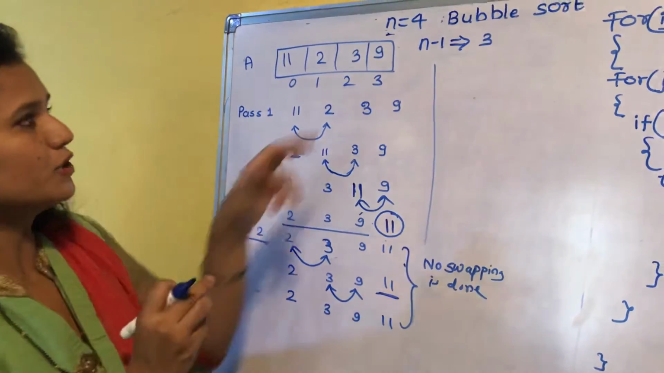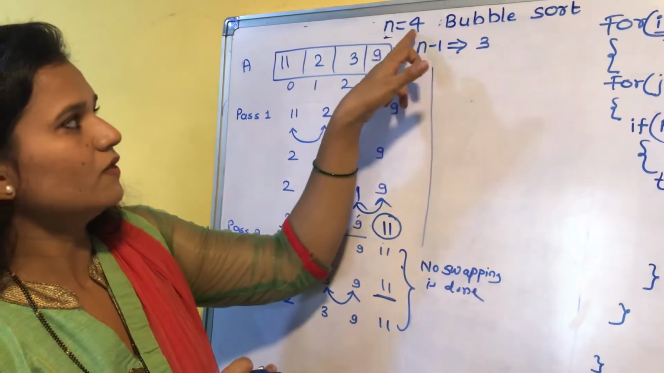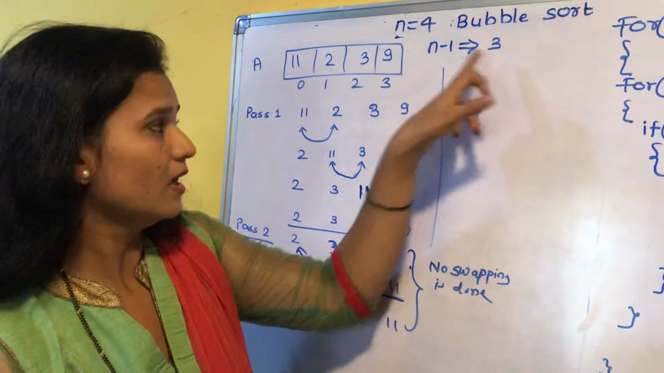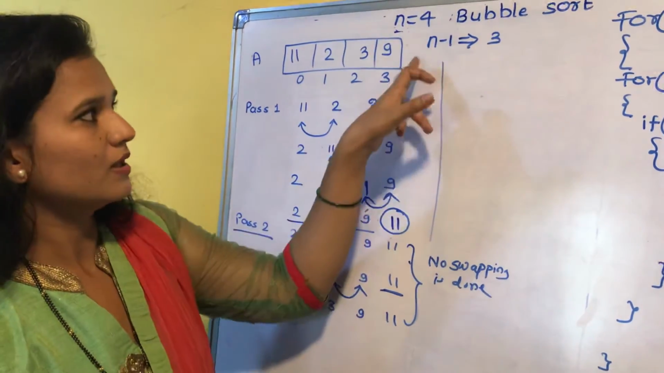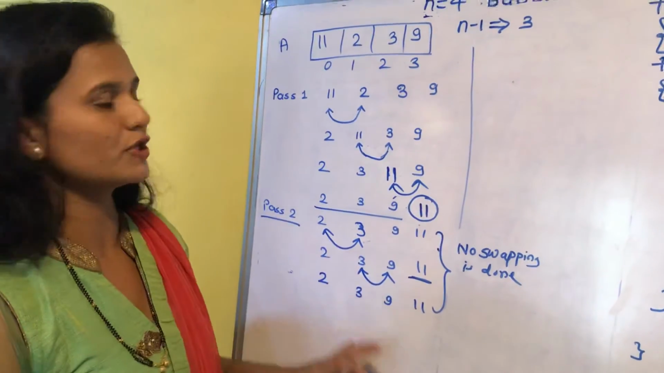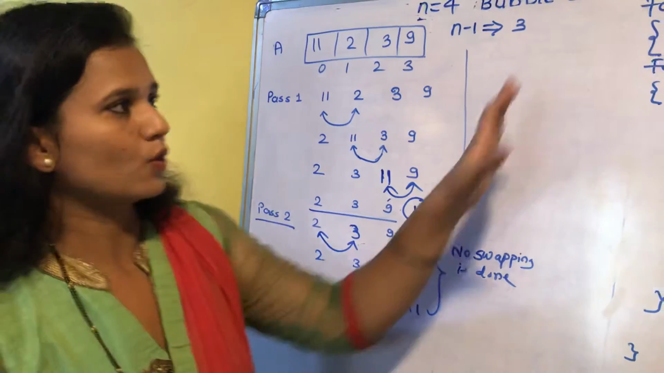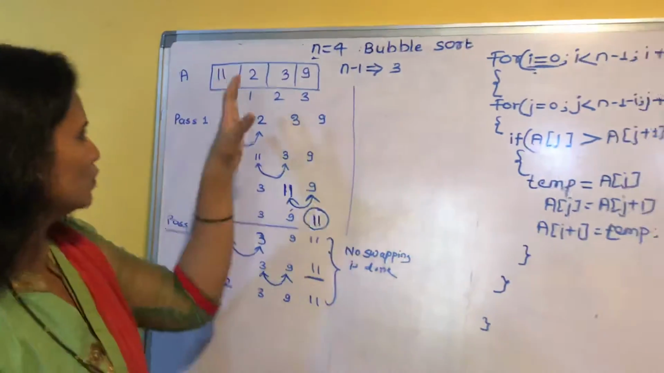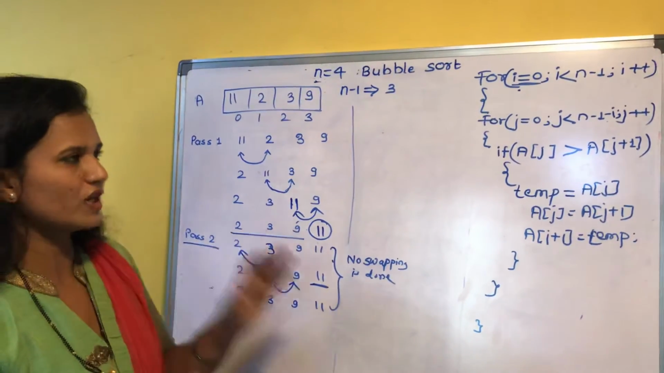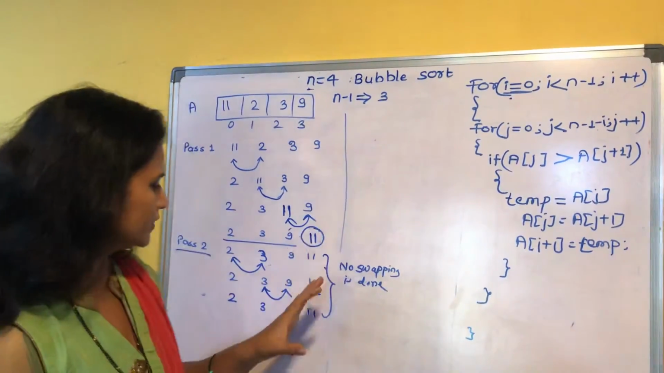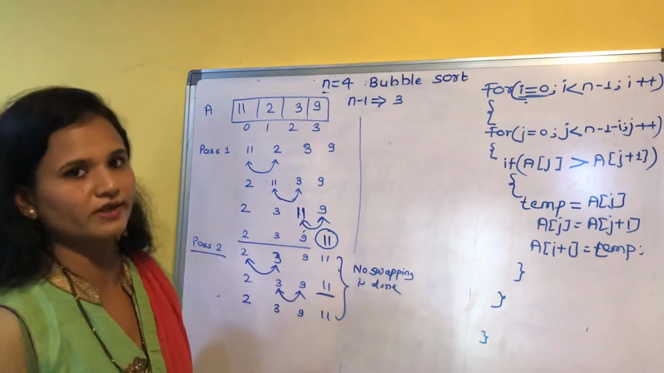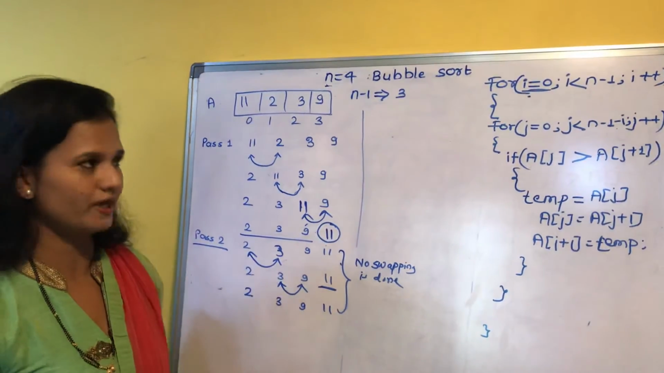But according to what I said, if n equals 4 then the number of passes should be 3. So if we do it like this, we have to take pass 3 also, which is just a waste of time. According to this code, we have to do all the passes, pass 1, pass 2 and pass 3. So we have to modify this so that if more passes are not required, the sorting algorithm should stop there. For that I have to use one variable.